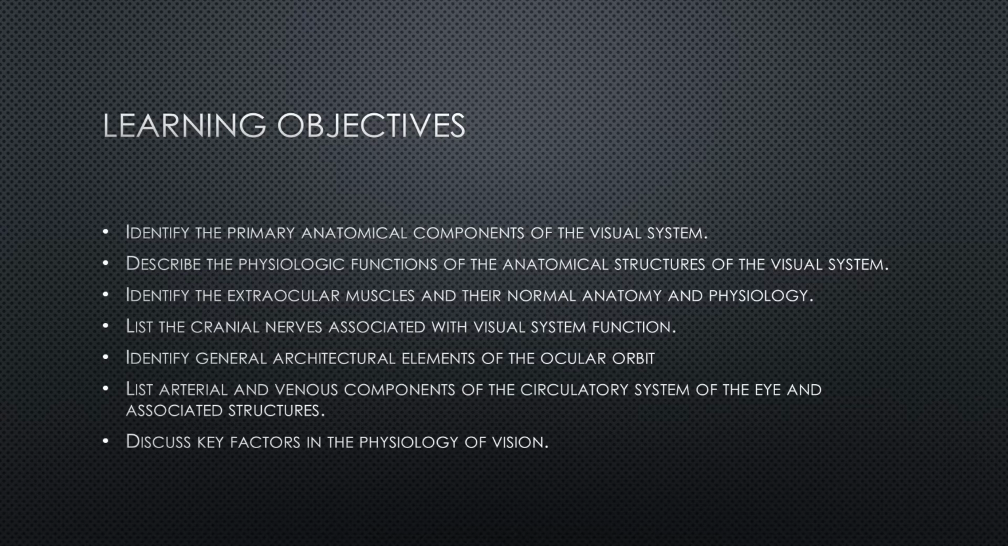Our learning objectives are to identify the primary anatomical components of the visual system, describe the physiologic functions of the anatomical structures of the visual system, identify the extraocular muscles and their normal anatomy and physiology, list the cranial nerves associated with the visual system function, identify general architectural elements of the ocular orbit, list arterial and venous components of the circulatory system of the eye and associated structures, and to discuss key factors in the physiology of vision.